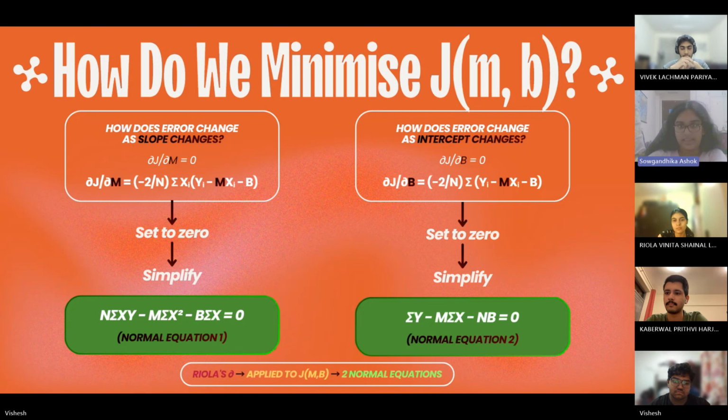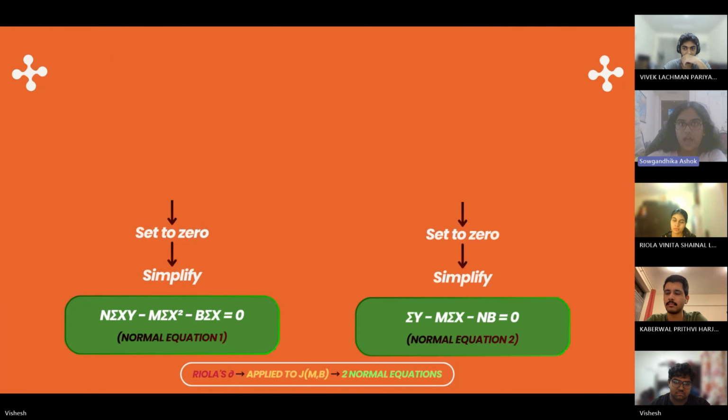This is gradient descent, expressed analytically. Instead of iterating down the bowl step by step, we jump straight to the bottom using calculus. Solving these equations gives us our final formula.